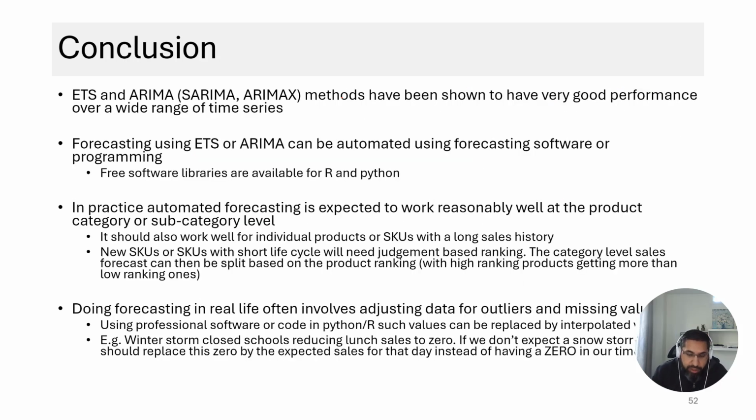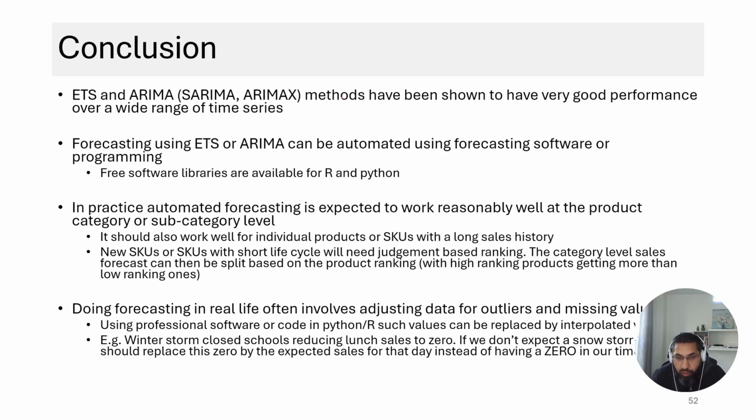Forecasting using ETS and ARIMA can be automated. Free libraries are available. In practice, automated forecasting is expected to work really well or reasonably well at the product category or subcategory level. It will also work well for products where you have a lot of historical data. For new products with no historical data, you will do it at the subcategory or product category level and then break up the category level forecast into the new SKUs based on judgment forecasting or some sort of ranking by salespeople and so on.